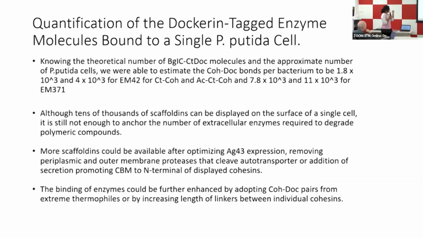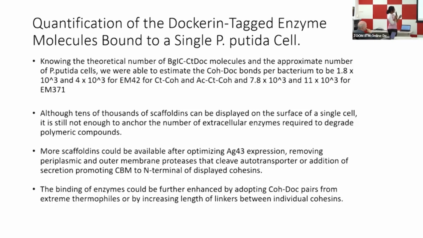So now let's try to quantify the number of doctrine tagged enzyme molecules. We have the cohesion doctrine binding as a 1:1 ratio. So if we know the theoretical number of the BGIC CT doctrine molecules and the number of P. putida cells, we were able to estimate the number of cohesion doctrine bonds per bacterium. From these numbers, you can again see that EM371 had more bonds per bacterium compared to EM42, which again demonstrates the superiority of EM371.